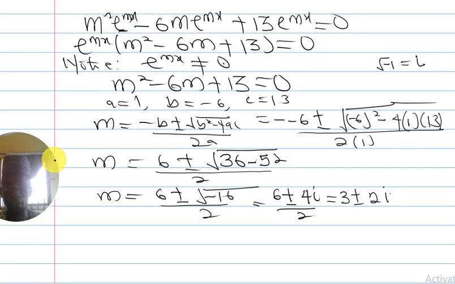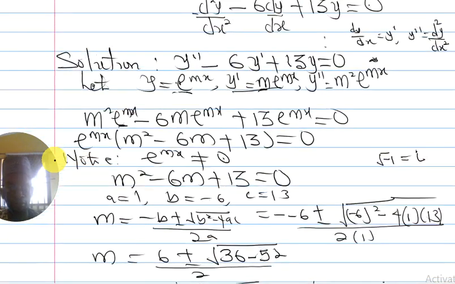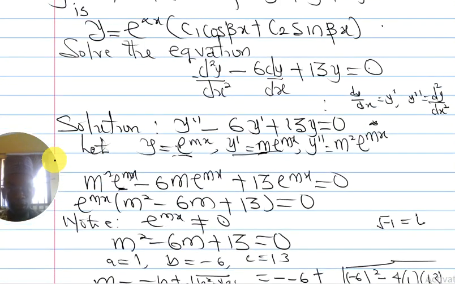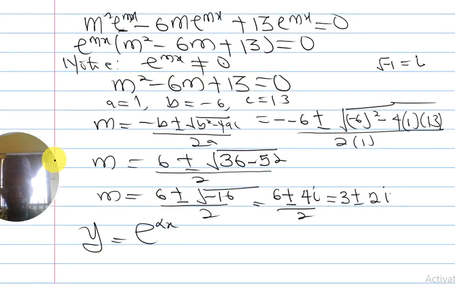Now recall that my general solution will now be e raised to alpha x into c1 cos beta x plus c2 sine beta x. Look at this expression here.